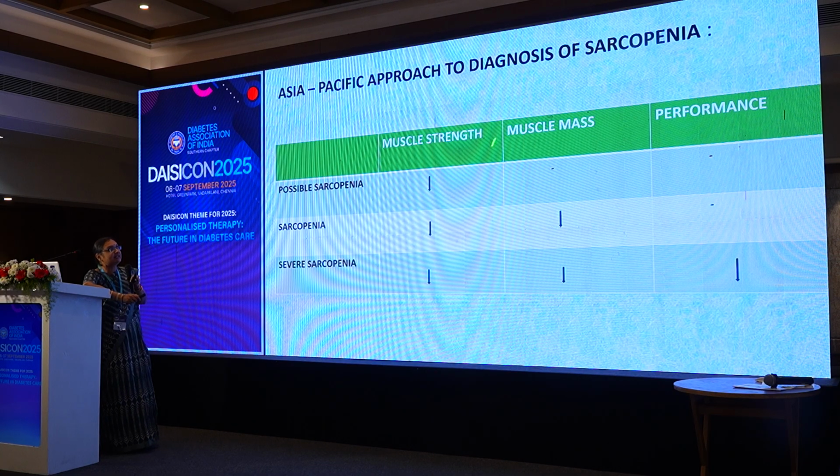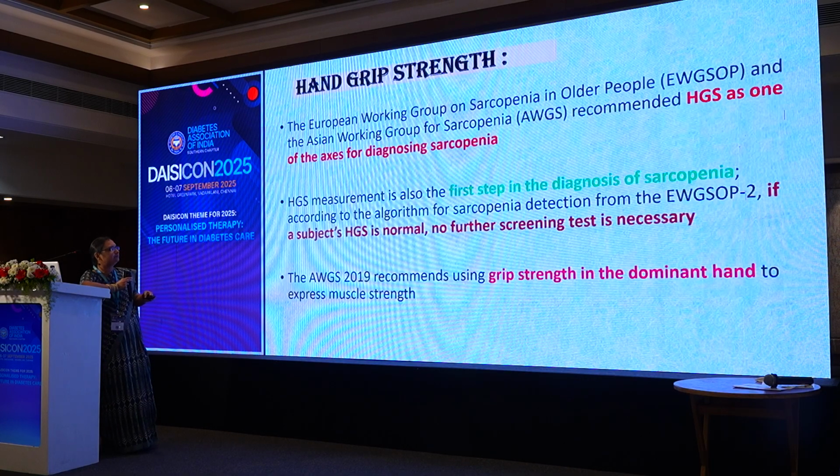So what is the diagnosis of sarcopenia? Asia Pacific approach. When the muscle strength is low, we call it possible sarcopenia. When both muscle mass and muscle strength are low, muscle mass being most important, it is proven sarcopenia. When the performance is less, the patient is not able to walk at all, then it is severe sarcopenia.